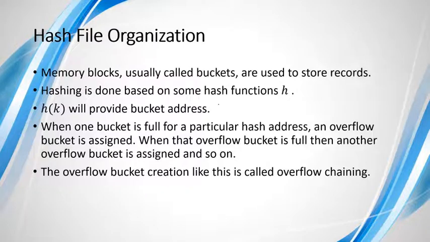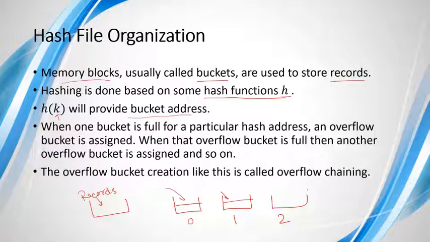In another case, if for any particular key it generates bucket number 1, then the record will be stored in bucket number 1. Similarly, in different cases we have different key value addresses and the particular bucket will be selected. In this case the bucket size is fixed, so you can think of each bucket as divided into slots.